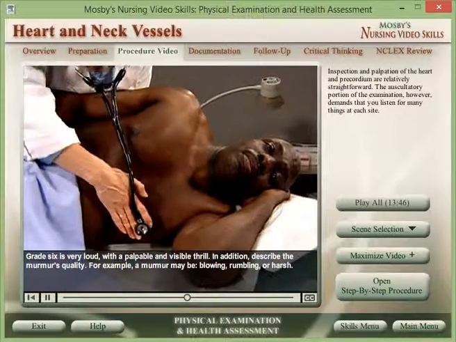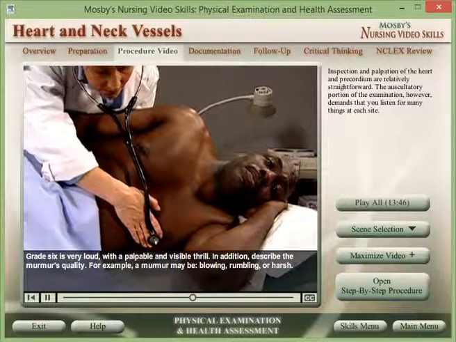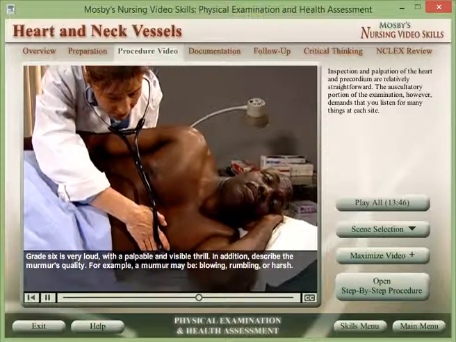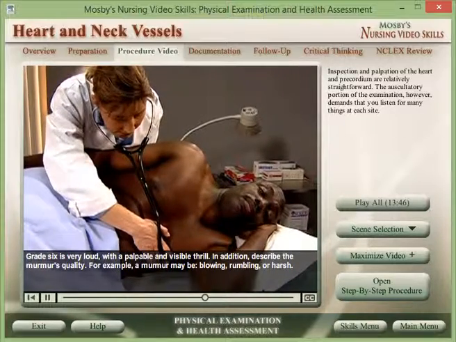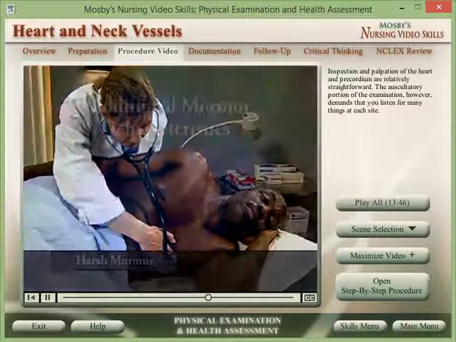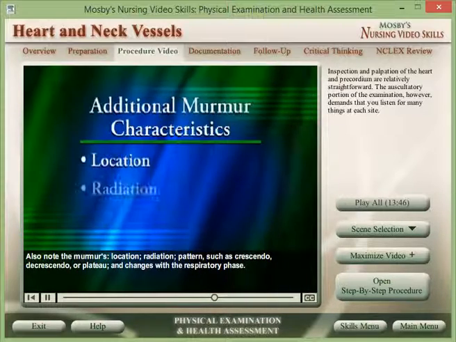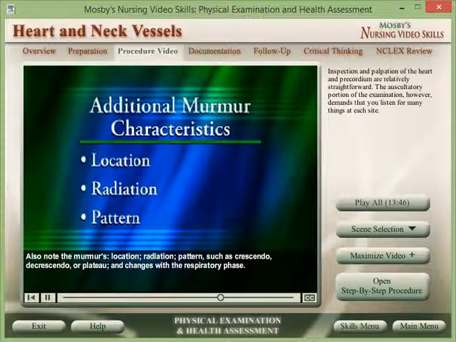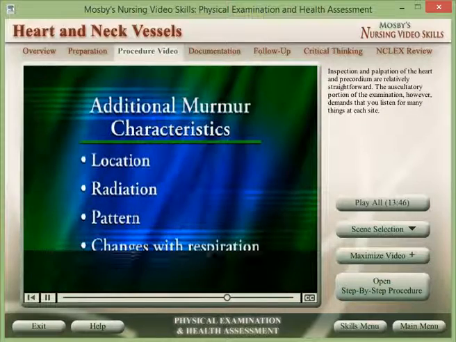In addition, describe the murmur's quality. For example, a murmur may be blowing, rumbling, or harsh. Also note the murmur's location, radiation, pattern, such as crescendo, decrescendo, or plateau, and changes with the respiratory phase.